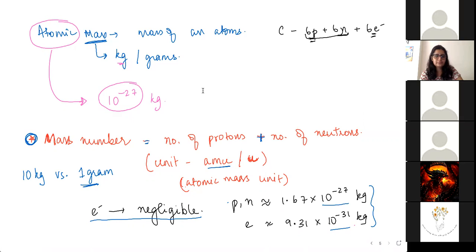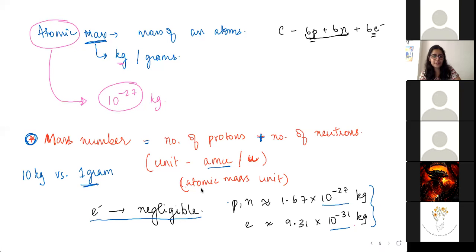Ma'am, can you repeat what you said because I got disconnected? Sujal, I saw you were disconnected. So we're talking about atomic mass unit. Ma'am, I heard what you were saying. I was there when we did atomic mass unit.